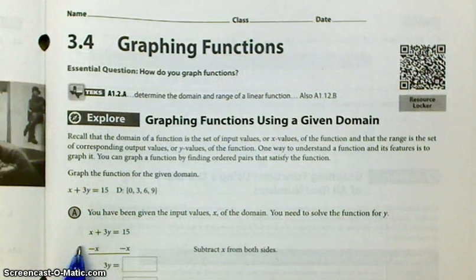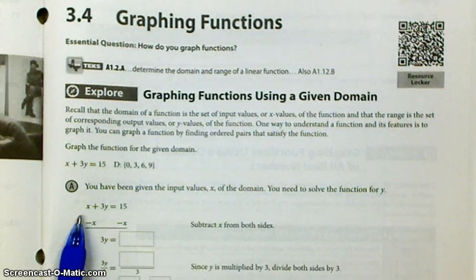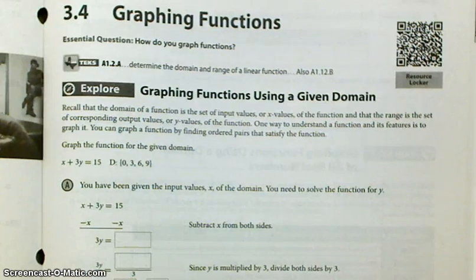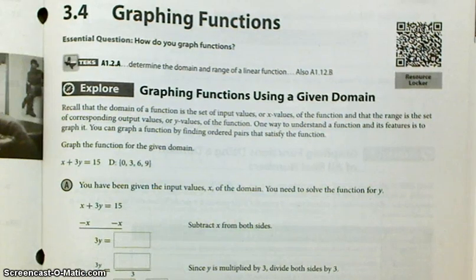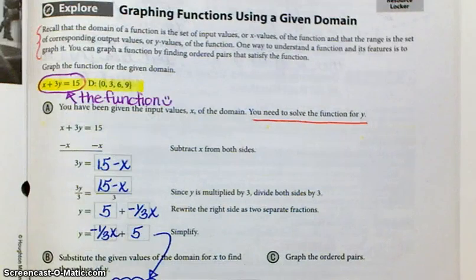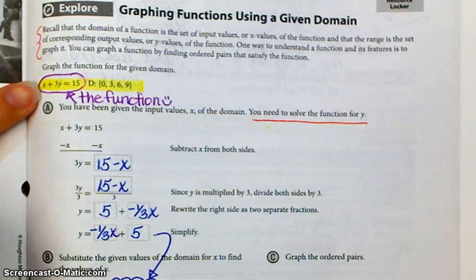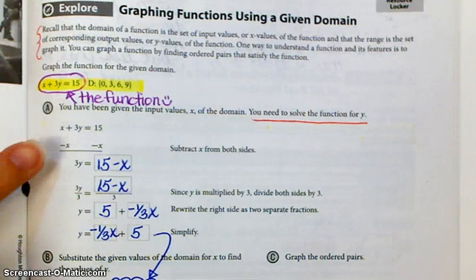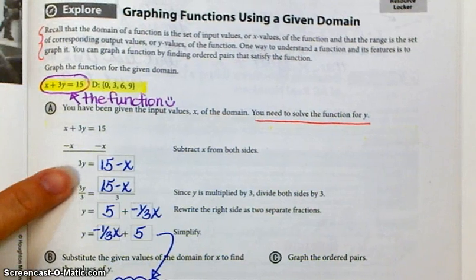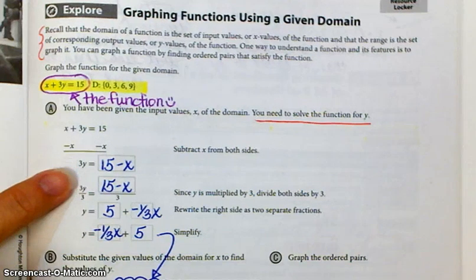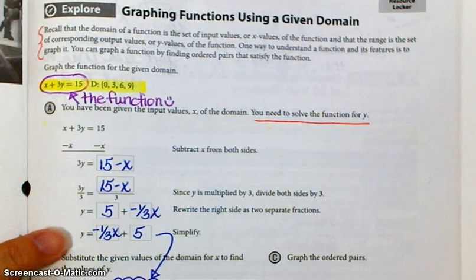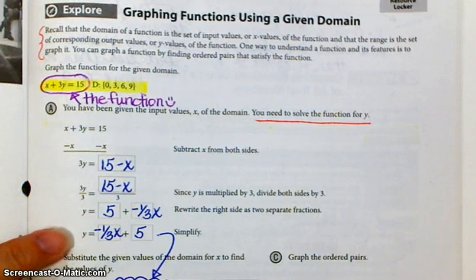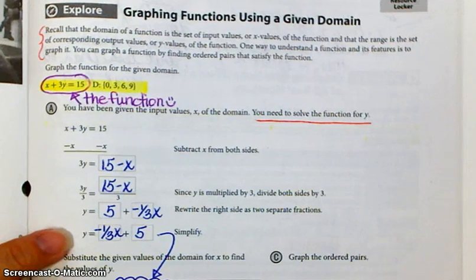So the first thing you should probably do is solve that equation for y, because that's just going to make your life a lot easier. Okay, like magic, it's all of a sudden there. So I'm going to take this, which is the function, and we're going to rearrange it. Subtract x, divide by 3, and you finally get y is equal to negative 1/3 x plus 5. Okay?